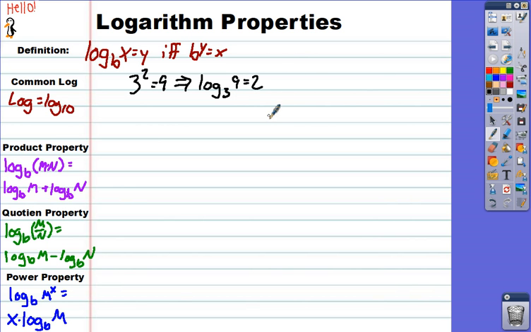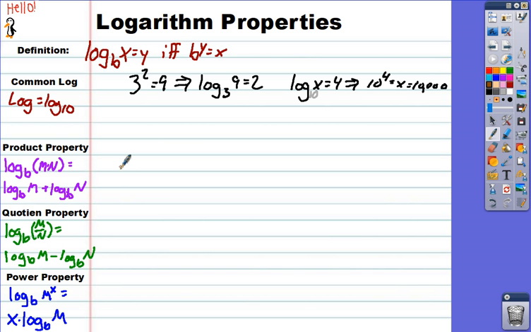Let's do something with a variable. What if we have common log of x equals 4? What does that mean? Common log, remember, is log base what? Right, that's log base 10. So what we really get here is 10 to the 4th power equals x. And that we can actually solve. You get 10,000. So that's that one. Let's take a look at a product property example.